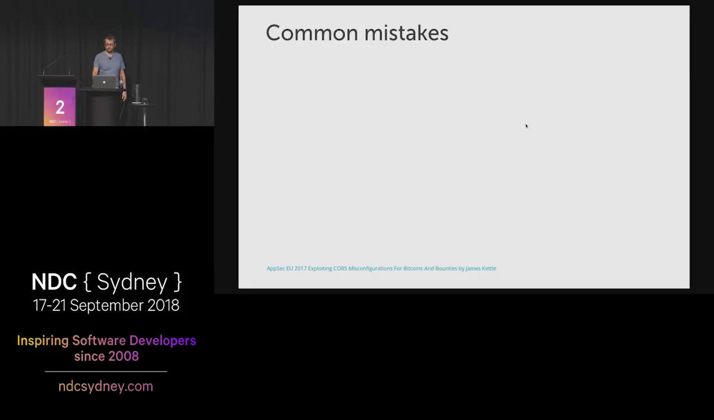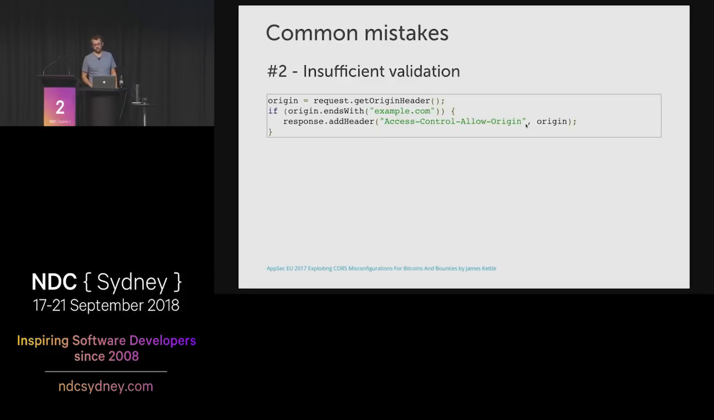Mistake number 2, insufficient validation. So, okay, we grab the origin header and we check, does it end with example.com? Okay, we're going to allow it, which means we also allow notexample.com, because that also ends with example.com.